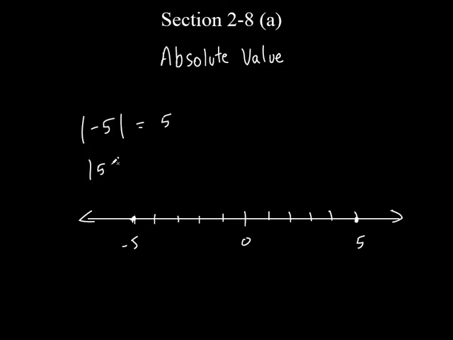So what if I said, what's the absolute value of positive 5? What would you say? Again, ask yourself that question. How many places away from 0 is positive 5? Well, it's 5 places away. Does that make sense? All right, yeah, pretty basic.